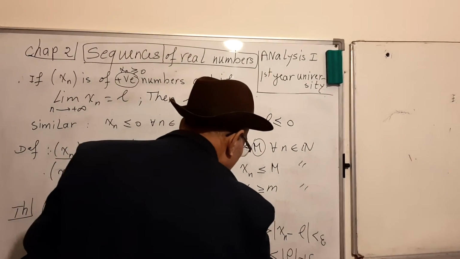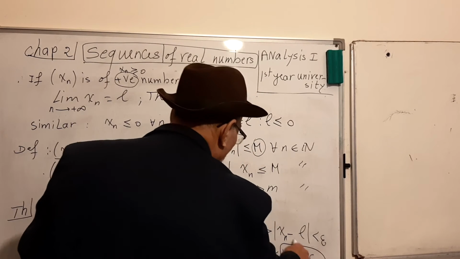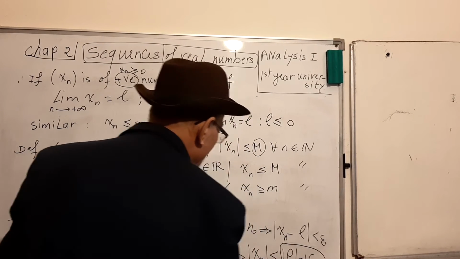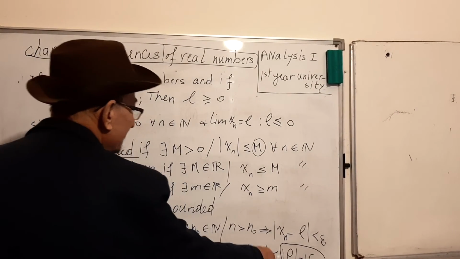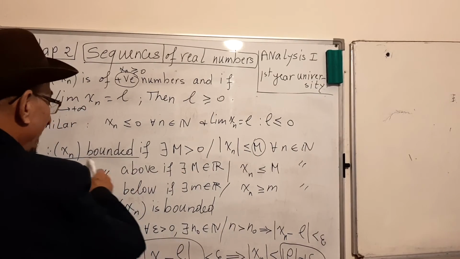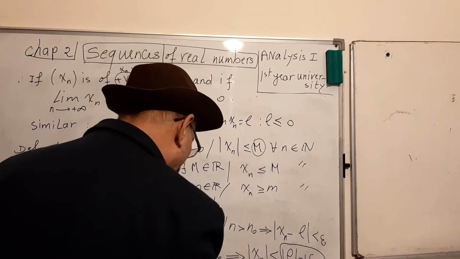And we take M equal to the absolute value of L plus epsilon. The absolute value of xn is less than M, so xn is bounded.